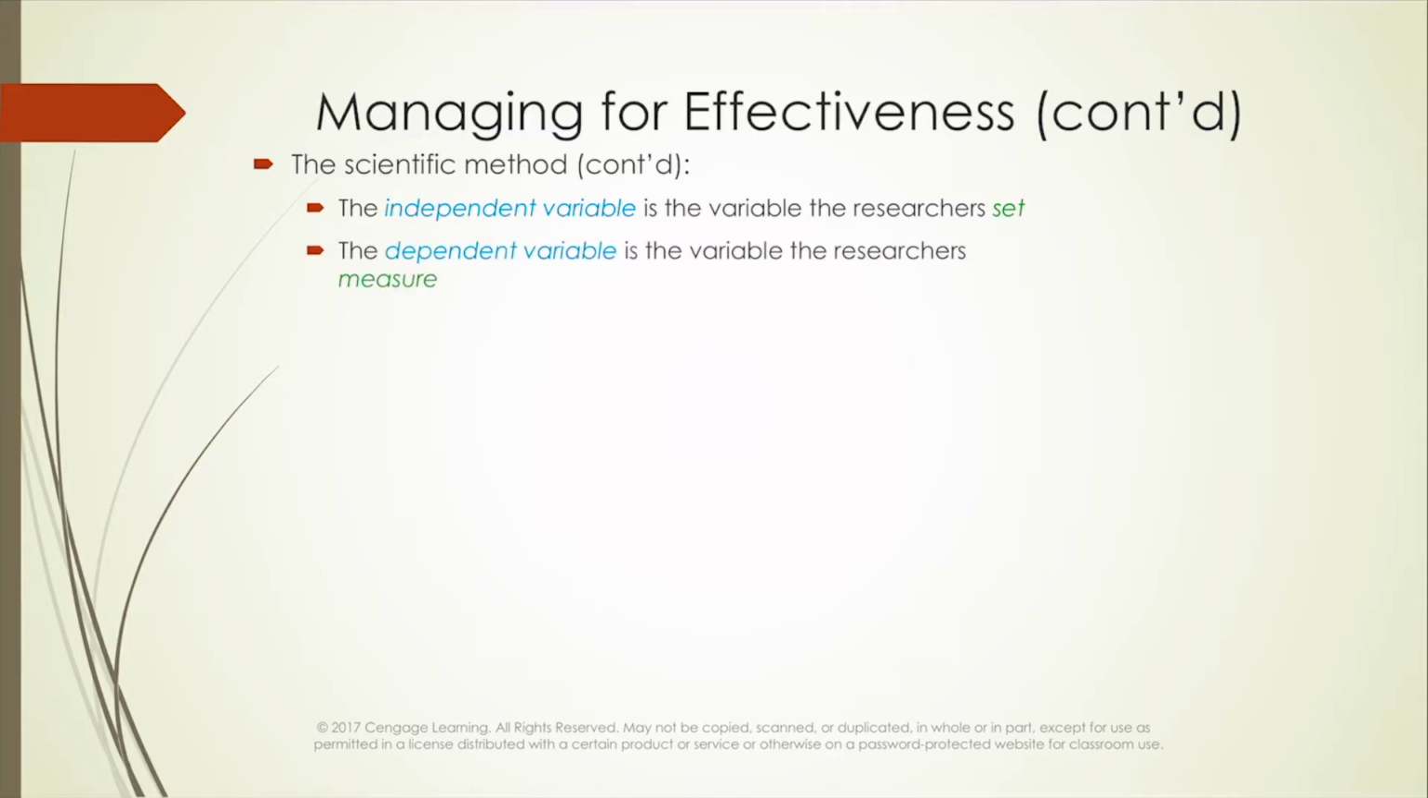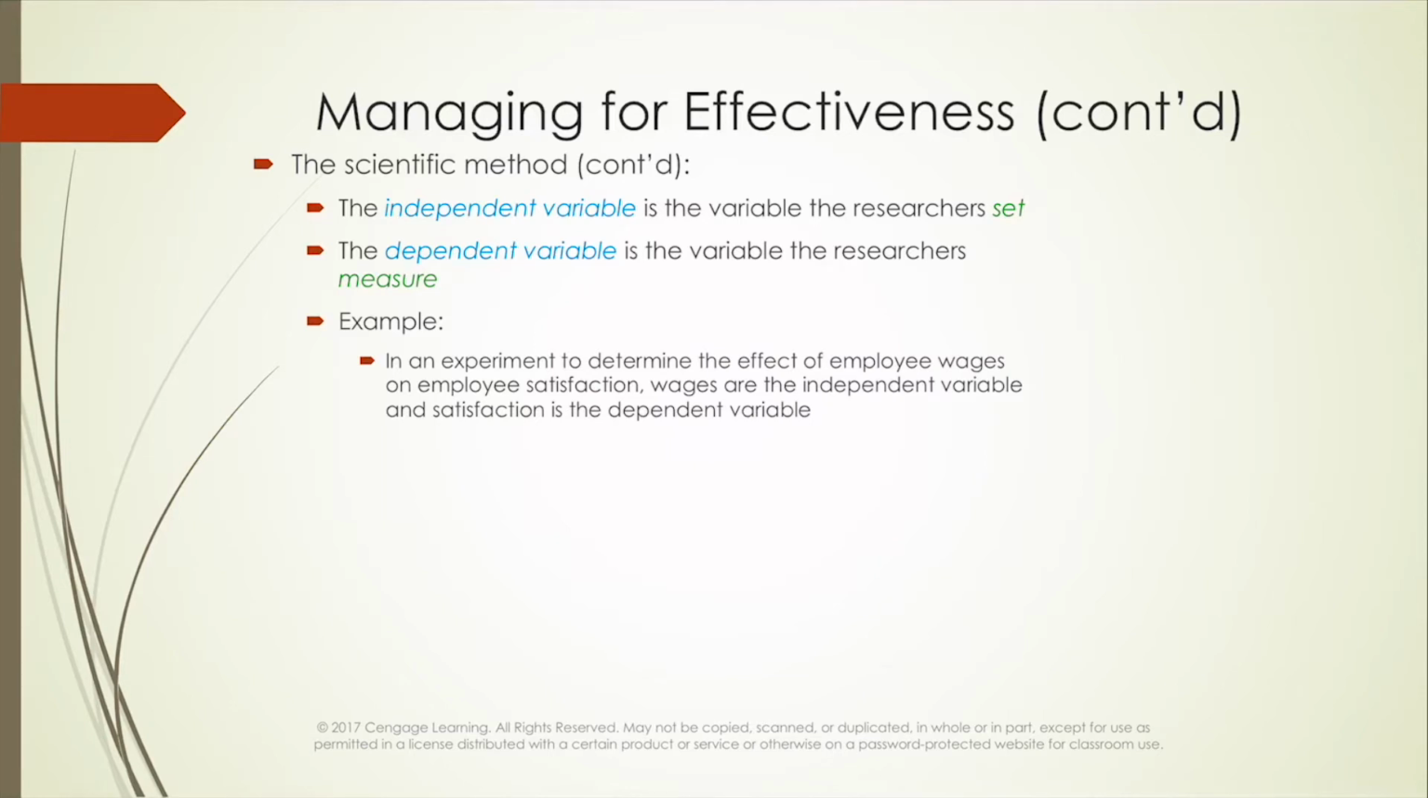The dependent variable is the variable that researchers measure. And the example here that the authors give you, and I like it, is wages and employment satisfaction. Here, the wages would be the independent variable. That's not going to change. It's going to be set. And the satisfaction, whether it goes up or down, is the dependent variable. That's going to change based on the independent variable and how the people react to the independent variable.